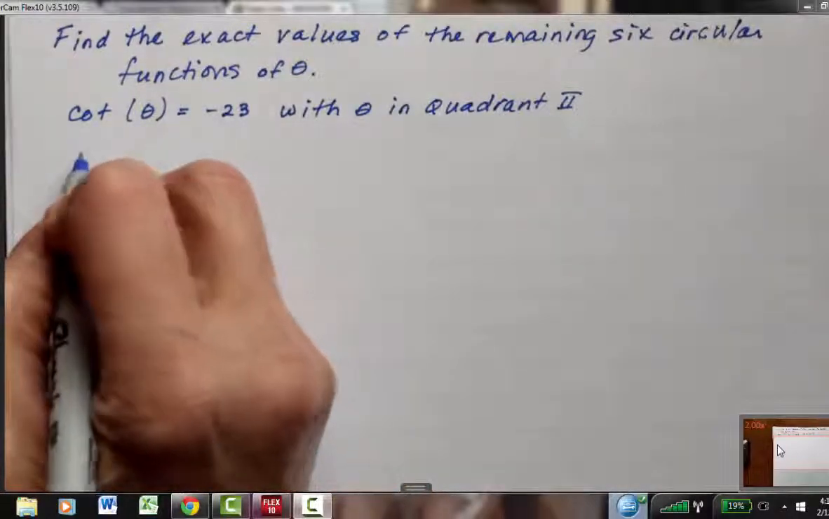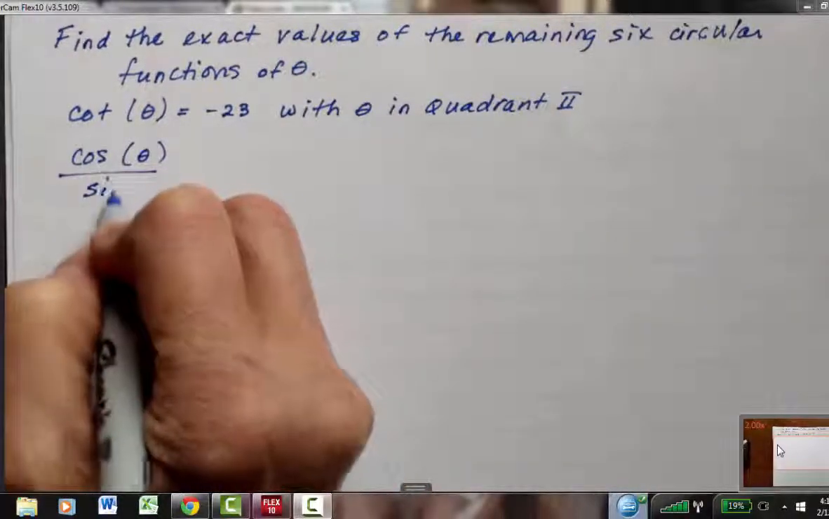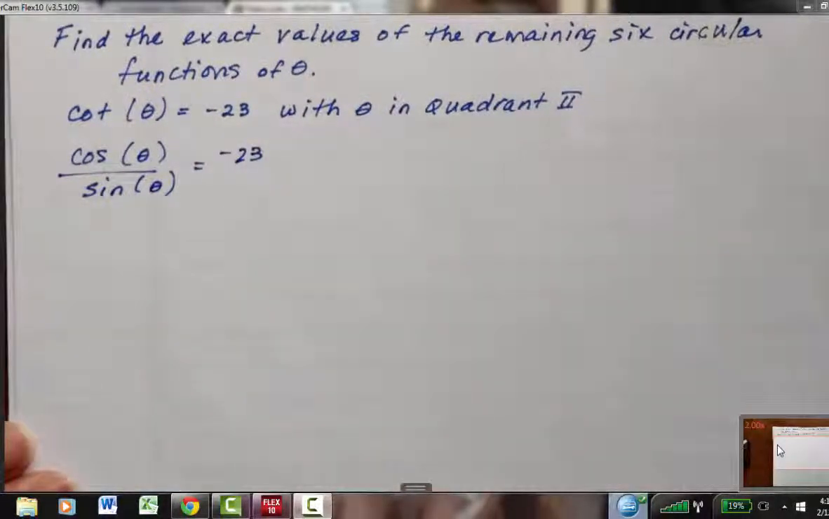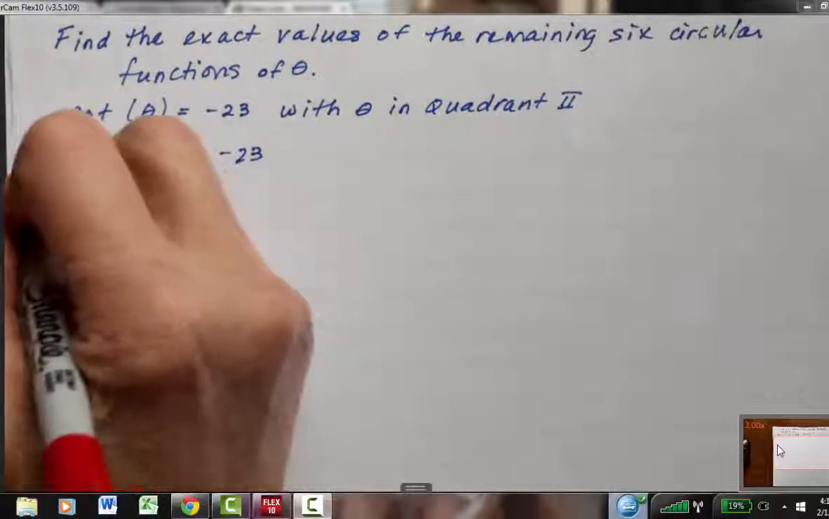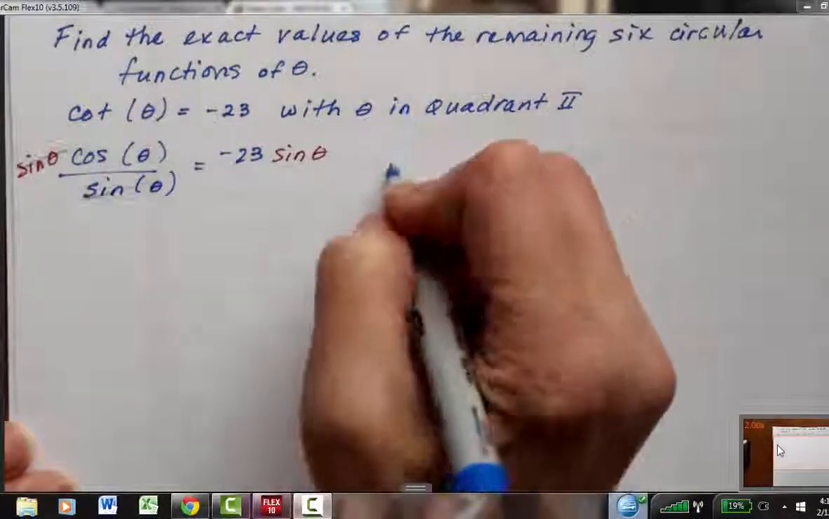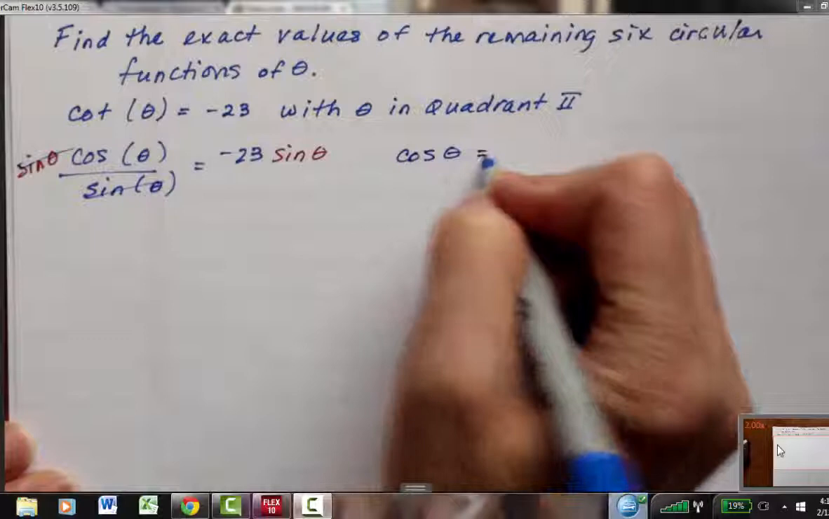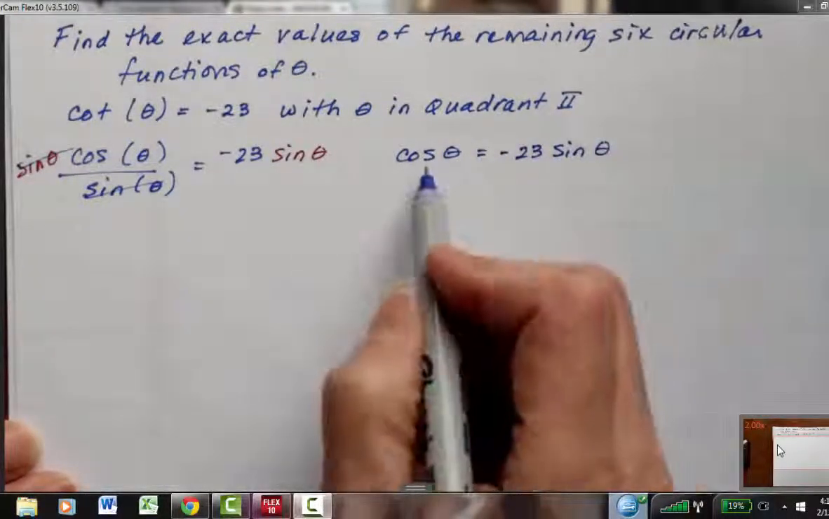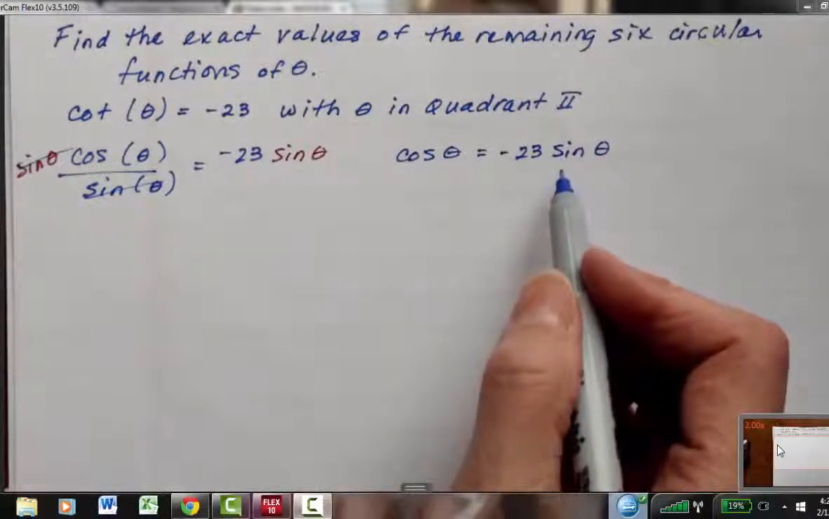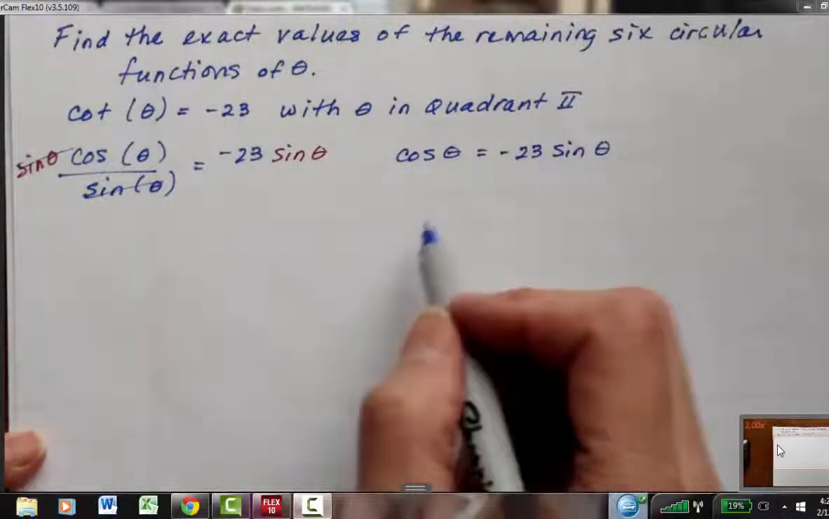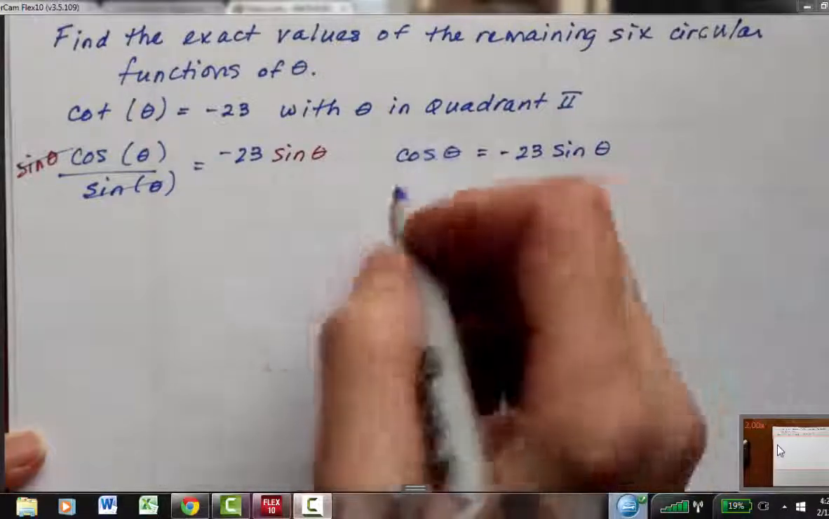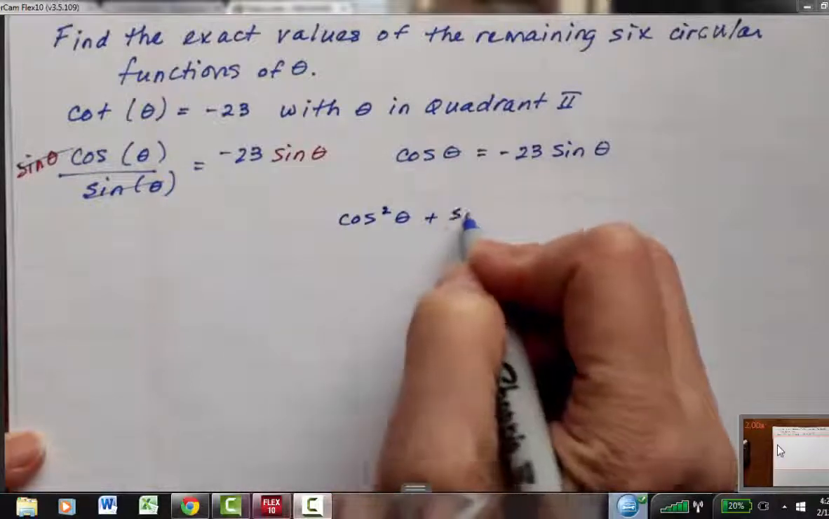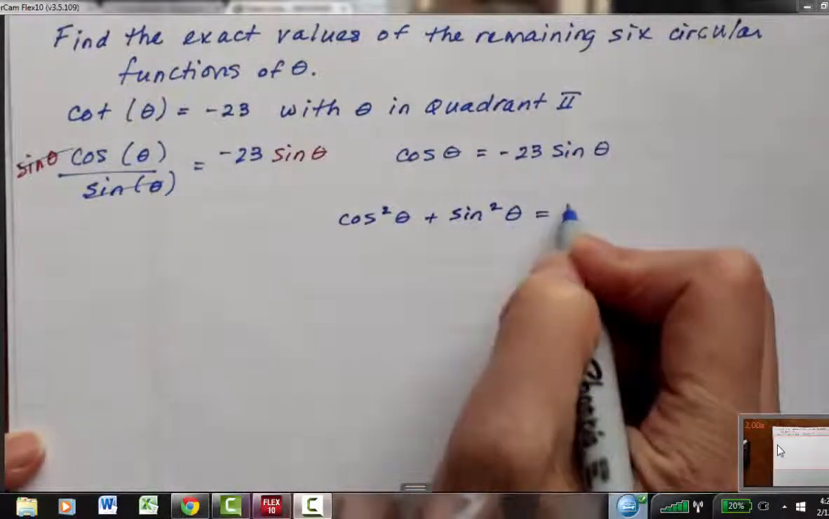So cotangent is cosine theta over sine theta, and that's equal to negative 23. I'm going to multiply both sides of the equation by sine theta, and when I do that I end up with cosine theta is equal to negative 23 sine theta. Now I'm going to use this equality and substitute it into my Pythagorean identity. So remember that your Pythagorean identity is that cosine squared theta plus sine squared theta equals 1.